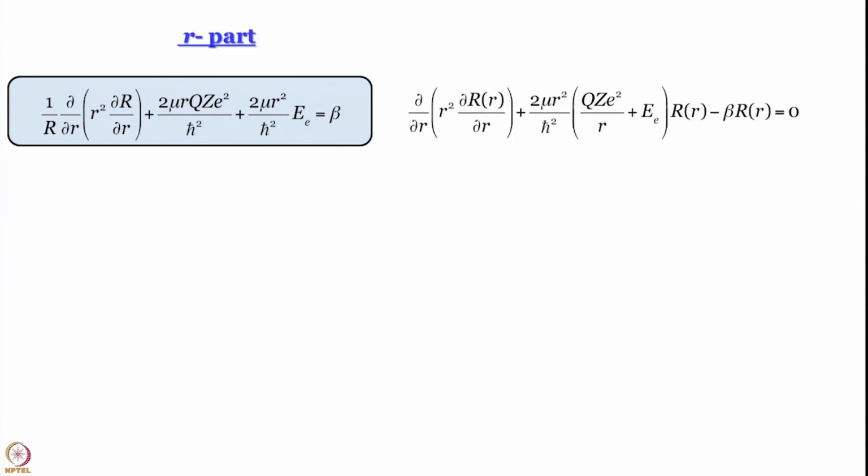Now, let us start talking about the R part. Once again, this is a differential equation, solution to which was already known by the time people started working on the Schrodinger equation of a hydrogen atom. So, there was no need for them to really work it all out from the beginning.